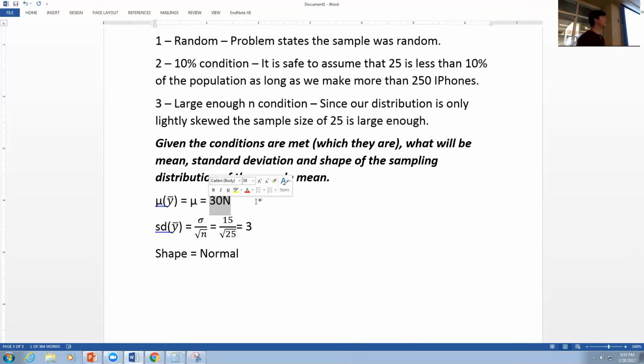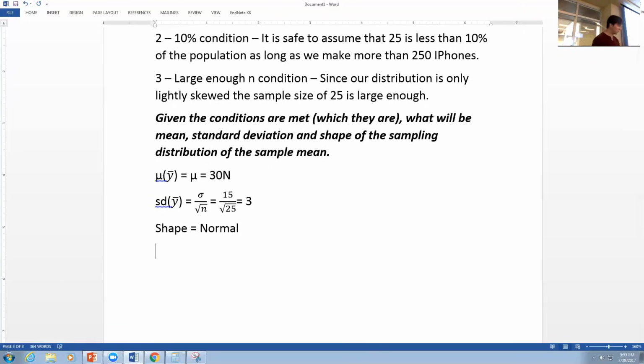The bigger n is, the more it normalizes it. So that's why it's called large enough. When it's large enough to normalize it, if it's normal, how large does it need to be? If it's normal, 1, 2, anything, correct? If it's lightly skewed, then it needs a little help. And what's a little help? At least 25. If it's really crazy, then it needs what? At least 100. So that's what we have going on right there. So the conditions are met.